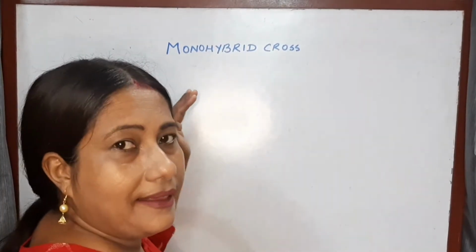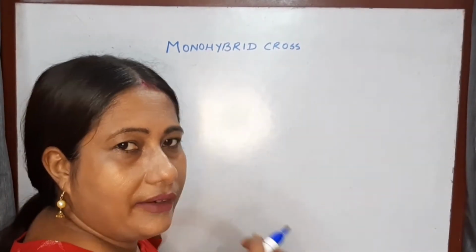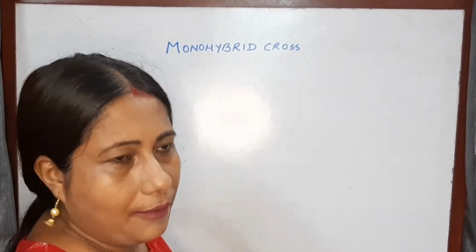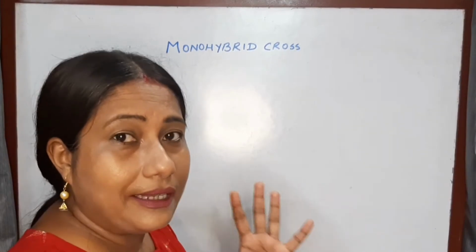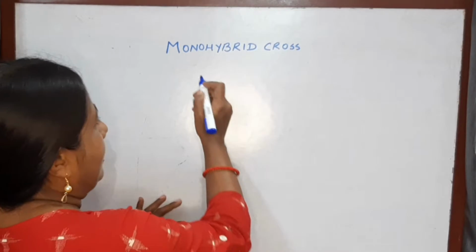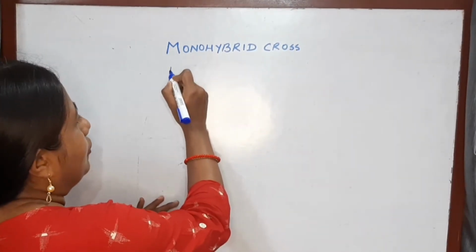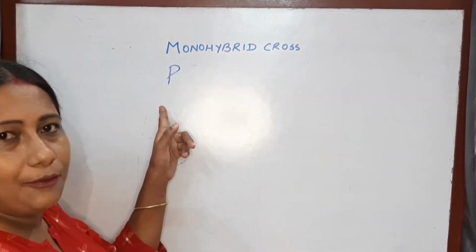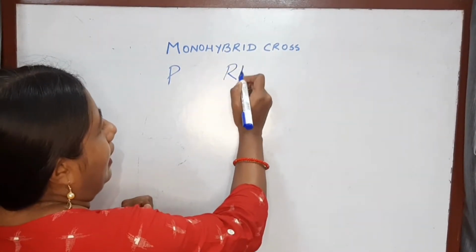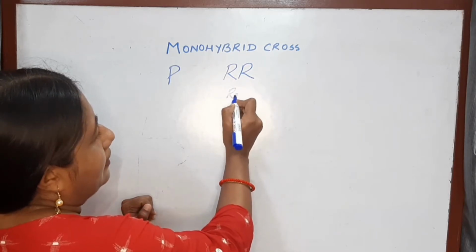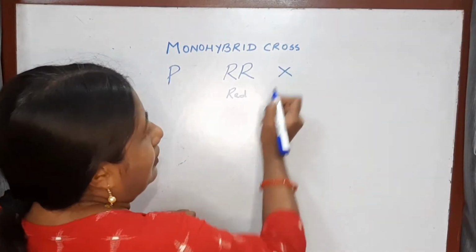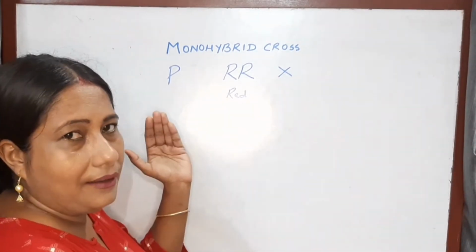I am giving an example here of a red flower plant with a white flower plant. I am not talking here about incomplete dominance of snapdragon; I am taking a general example. So for example, how do you write the parent generation? P you will write for parent generation. Here I am writing RR, the homozygous red flower plant in the parent generation, crossing with a white flower plant.